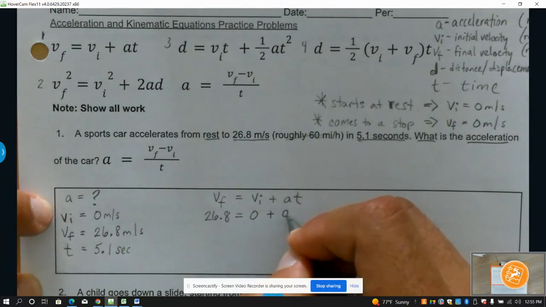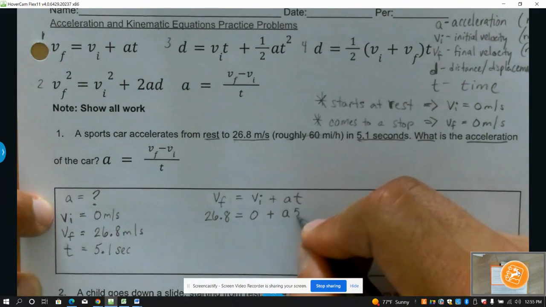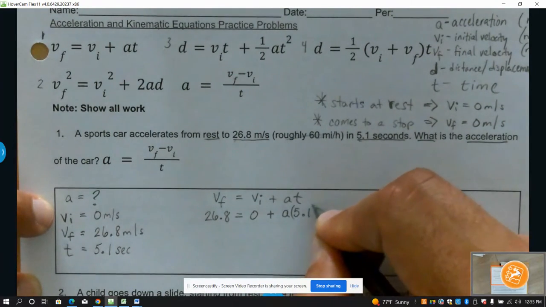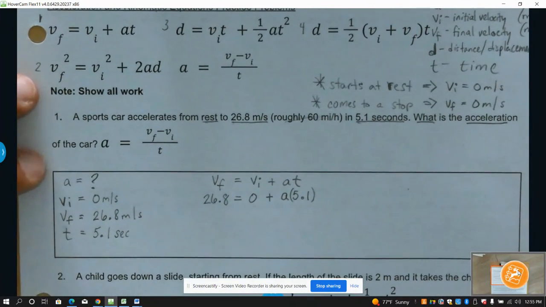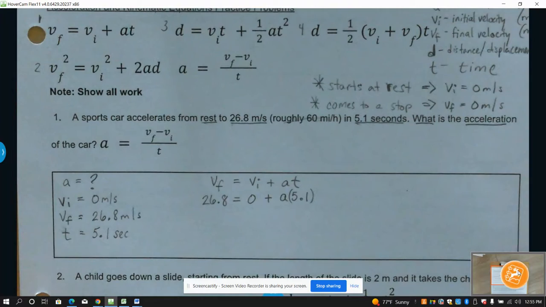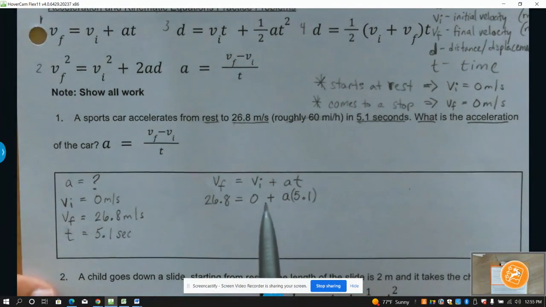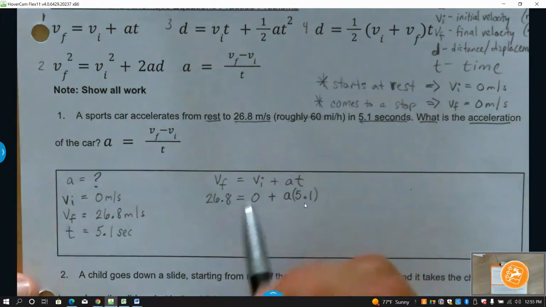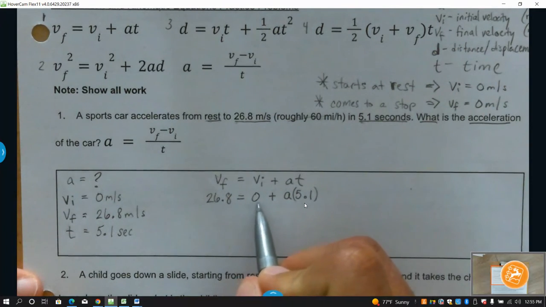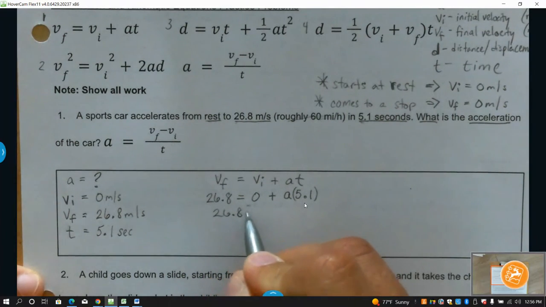We don't know what A is, so that remains A. And we have a time of 5.1 seconds. All right, and then we're basically going to just use some little math operations in order to solve for a missing piece. So to get rid of this guy, if there was an actual number, you got to subtract it from both sides. Since it's 0, we don't have to do anything. So I'm just going to simplify this a little bit.